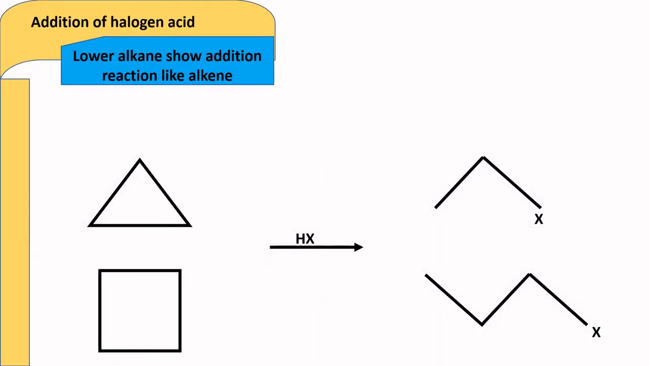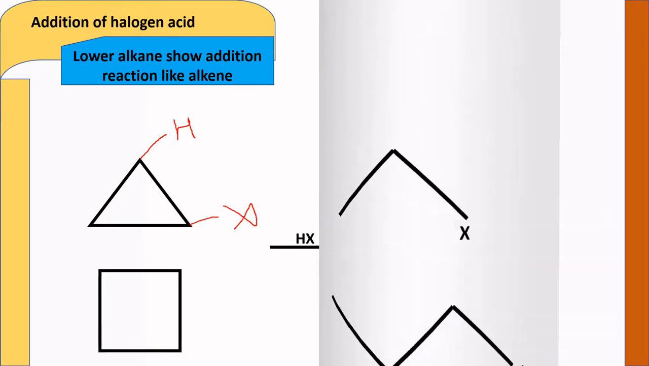And addition of halogen acid. In this case also the same thing. In one part, hydrogen will be attached, and in the other part, the halogen will be attached. So that's why you have a halogen here, you have a halogen here. Why have I not mentioned hydrogen here? Because you do not mention hydrogen whenever you are writing the skeleton, right?